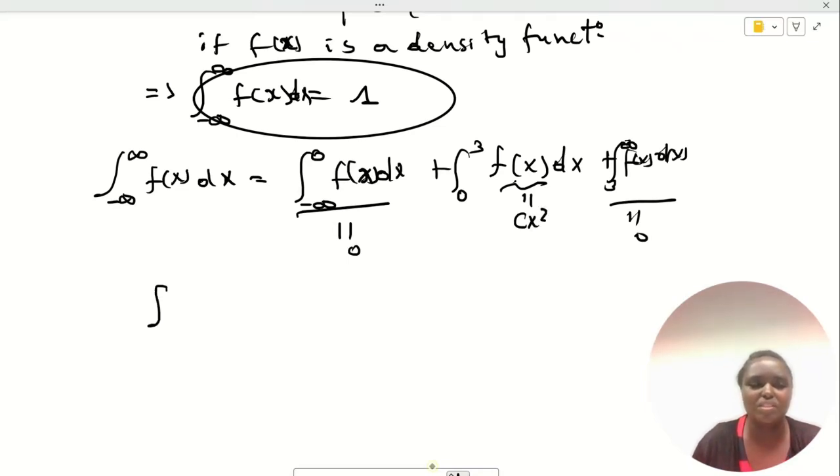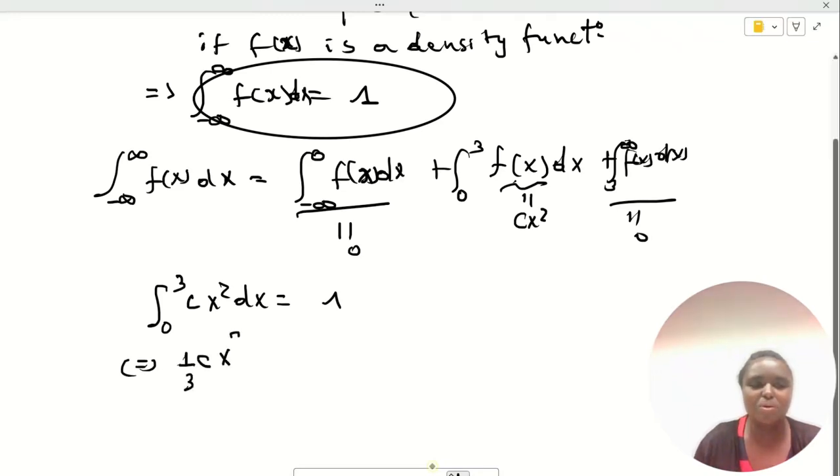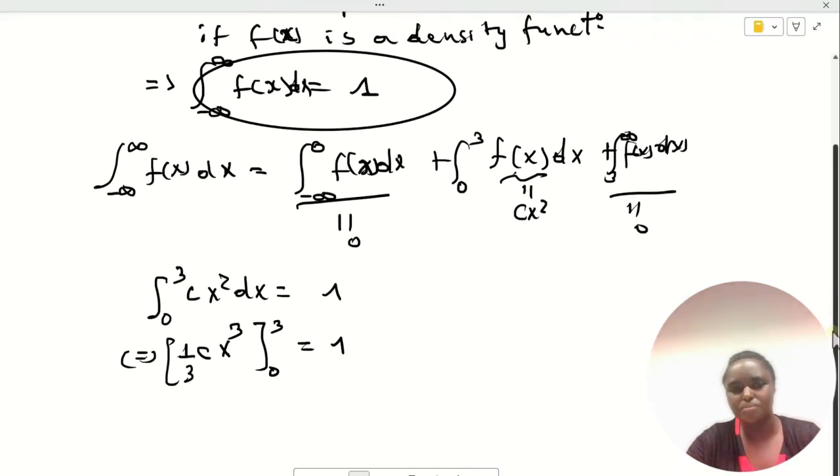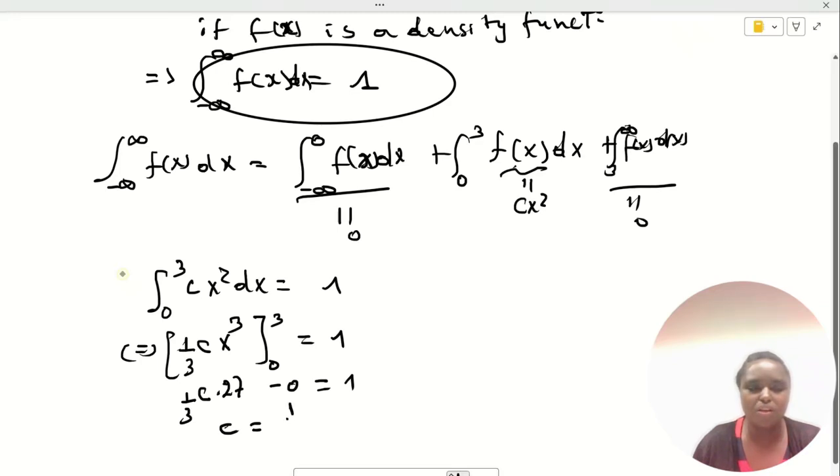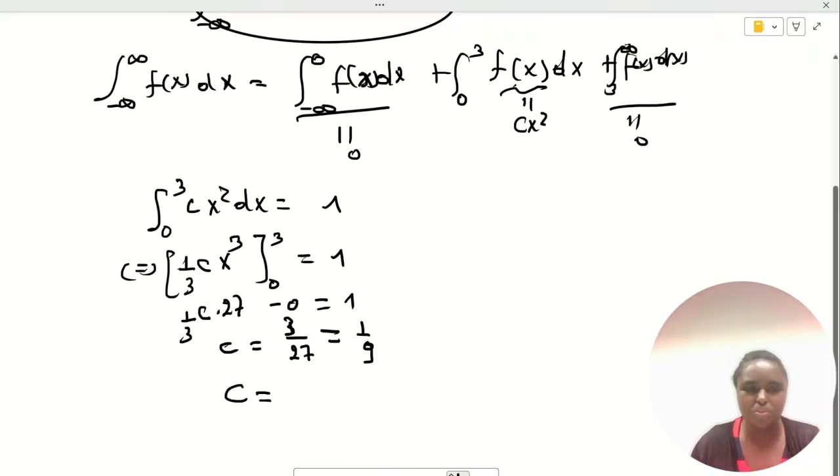So then we will have the integration from 0 to 3 of c x squared dx equal to 1 if and only if 1 over 3 c x power 3, from 0 to 3, equals 1. And what do we get? We get 1 over 3 c times 27, then minus 0, equal to 1. Then c equal to 3 over 27, yes, and then c equal to 1 over 9. That was c. That was A. We have gotten c, supposed to be 1 over 9.